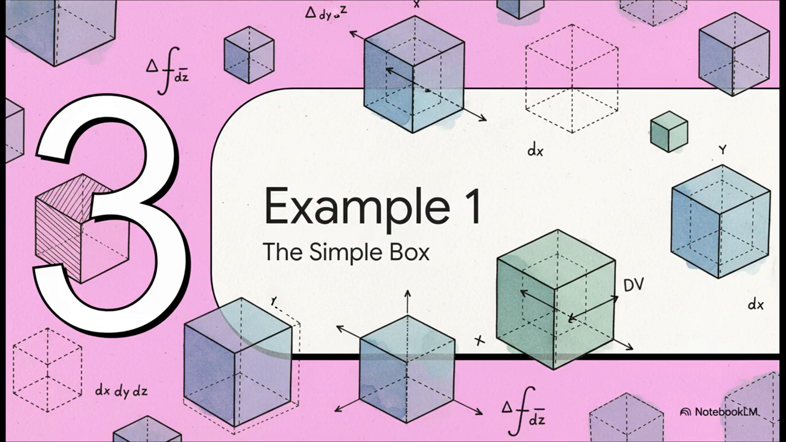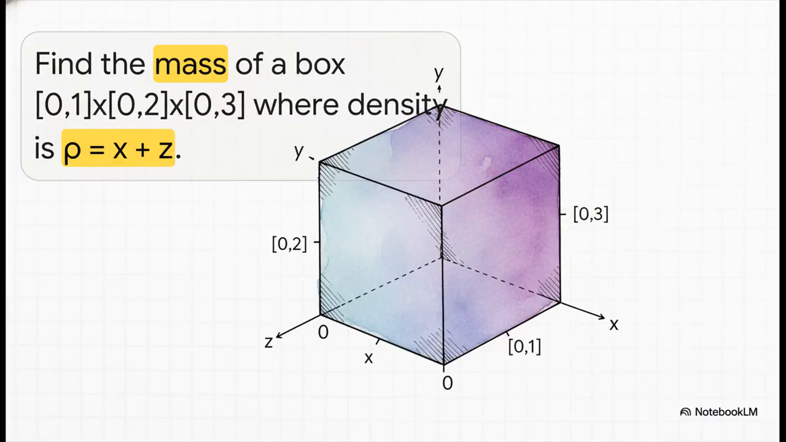We're going to start with the most straightforward 3D shape there is, a simple box. So here's our problem. We need to find the mass of a box with these specific dimensions for x, y, and z. Now, take a look at the density function, rho equals x plus z. Since the density actually depends on where you are in the box, it's not uniform, and that right there is why we need to use a triple integral.